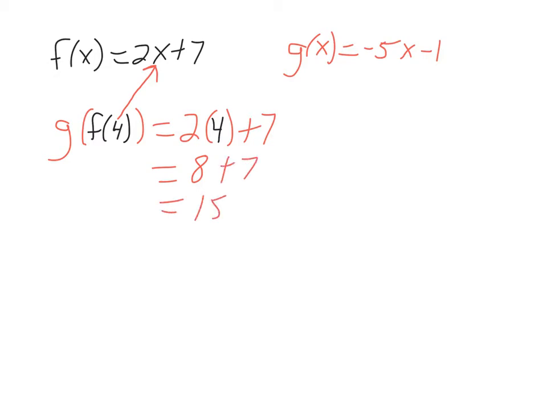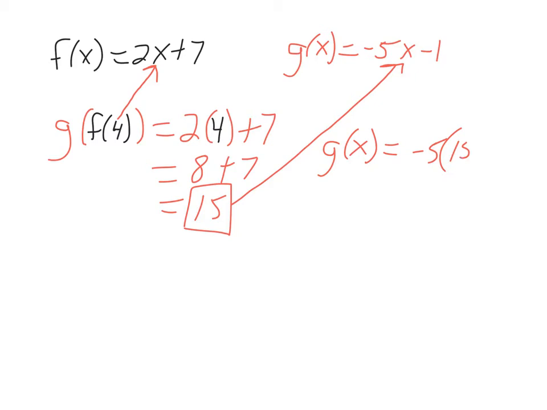Alright, so now we have that. We found out what the f of 4 is, which is 15. Now they say, okay, take that answer, this 15, and put it right into that x there and solve it from there. So we have our g of x equation, negative 5, put the 15 in there, minus 1. So we have negative 75 minus 1, which would be negative 76. So that's all there is to that.